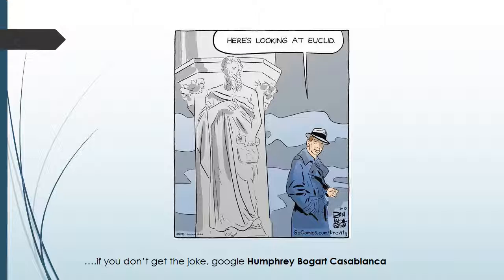Here's looking at Euclid. Now, Euclid, the guy in the statue, is the ancient Greek who's considered the father of geometry. So he was the one who figured out all of these angles and named them all and did a whole bunch of work in that department.